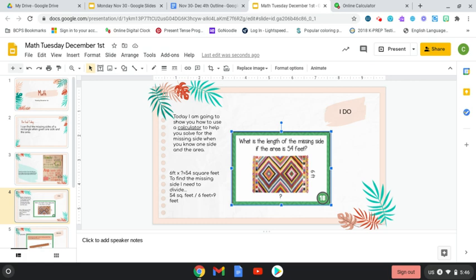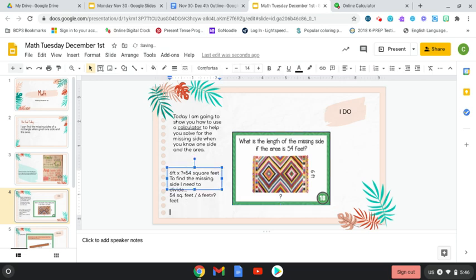And I know that's right because 6 feet times 9 feet equals 54 square feet. That's my check. So it checks out.